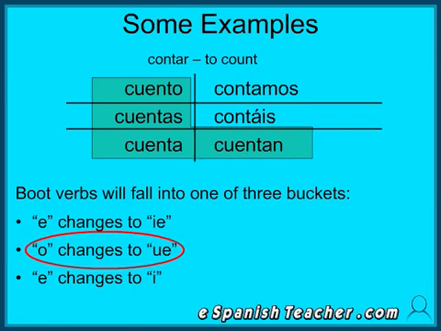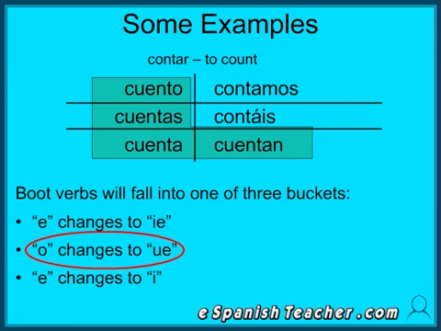Now we're going to follow the same steps we've discussed in previous lessons to conjugate contar. If yo is the subject, we're going to drop the AR and we're going to add the appropriate conjugation, which in this case is O. At the same time, because contar is a boot verb, we're going to change the stem. We'll change O to UE. So we get cuento, or yo cuento.